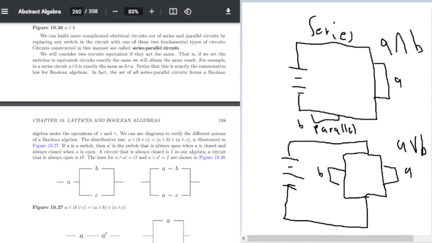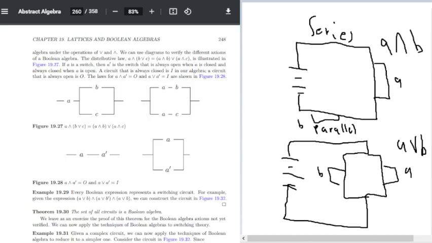For example, in a series circuit, A join B is exactly the same as B join A. Notice that this is exactly the commutative law for Boolean algebras. In fact, the set of all series-parallel circuits forms a Boolean algebra under the operations of join and meet. Okay, this is kind of wild. I'm actually really enjoying this.